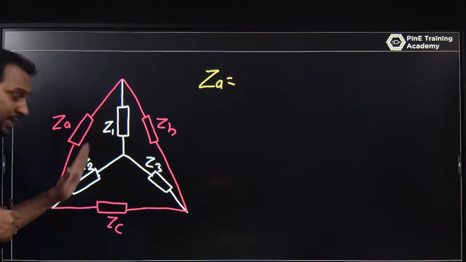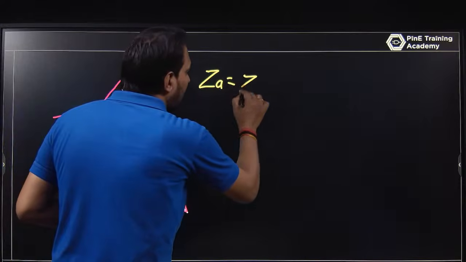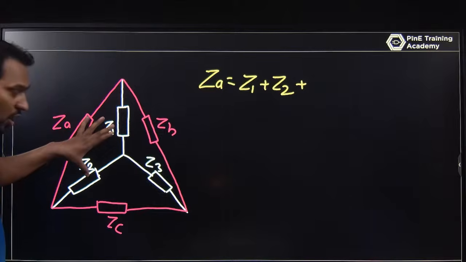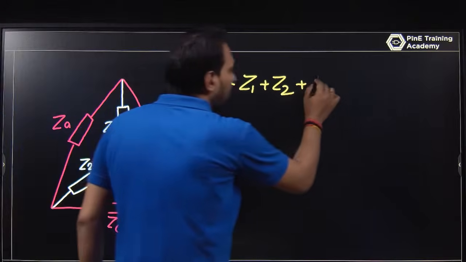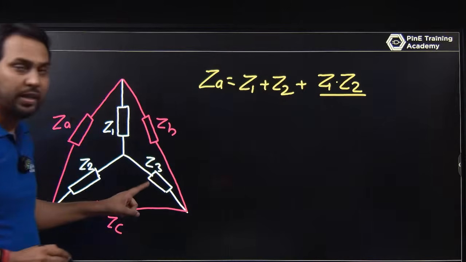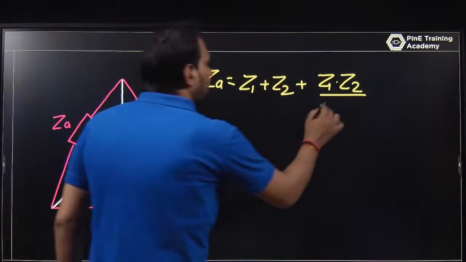So the sum of adjacent, Z1 plus Z2, plus the product of adjacent, Z1 into Z2, upon the remaining, that is Z3. This is the formula.